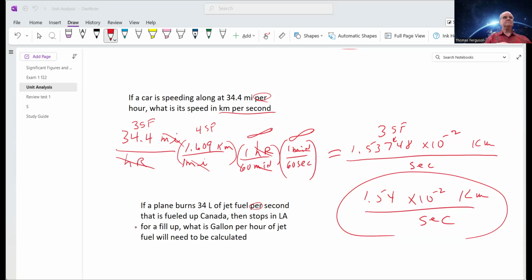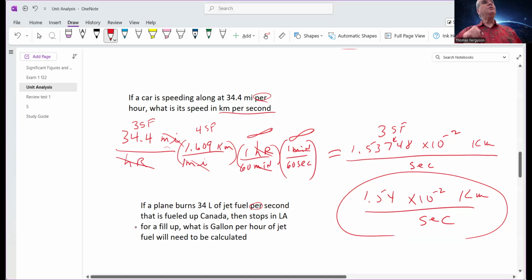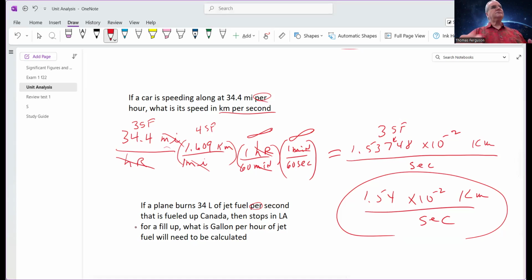Unit cancellation, what do you mean? Just like we did here. Canceling units, you mean numbers? No, units, like miles or hours or seconds. You'll probably see what I mean later in the class, when I actually mess up. But if you do this process of unit cancellation, it really helps.